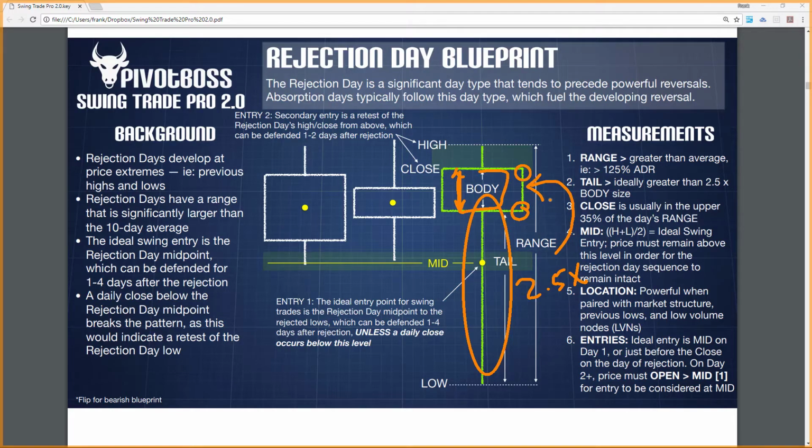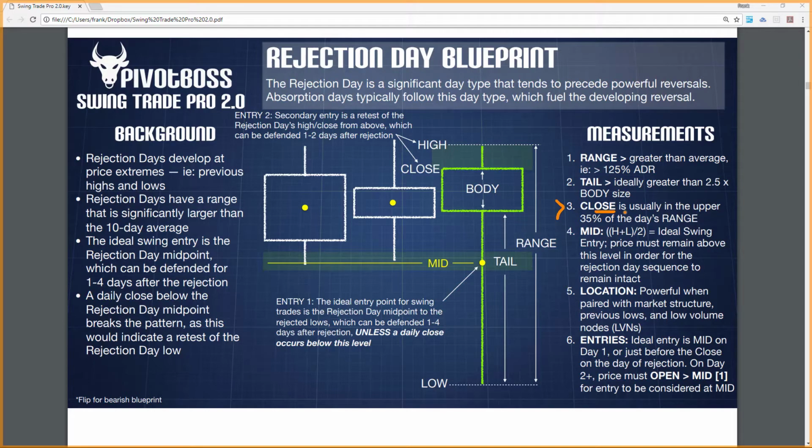Again, that's not a hard and fast rule, but typically speaking, the greater the size of the tail, the more significant the rejection. So I think if you were looking at, for example, 2 times the size of the body, that's probably the smallest definition that you can have for a rejection day. So the greater you go, say 2.5 times, or maybe 3 times, or 3.25 times the size of the body, will give you a more significant rejection. So that's very important.